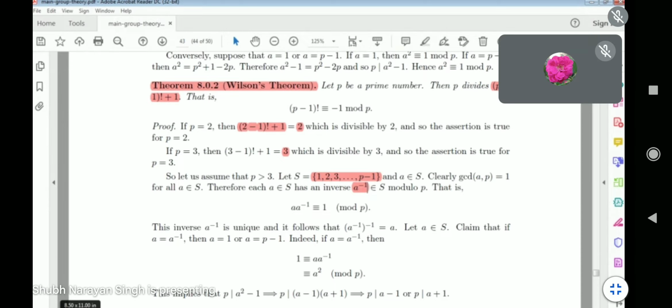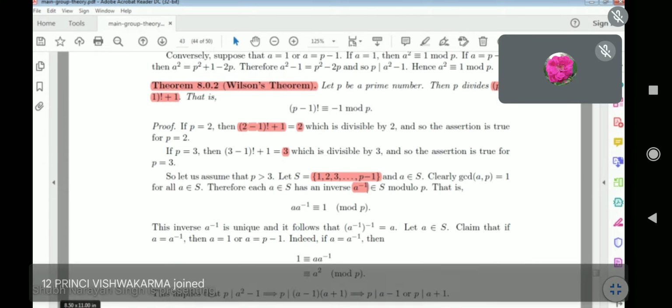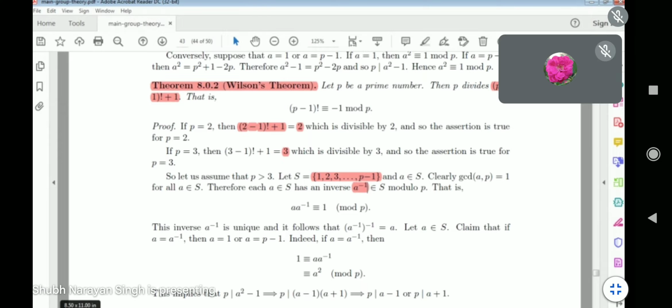So what is the inverse of 1 modulo 5? Good. The inverse of 1 modulo 5 is equal to 1, because 1 times 1 minus 1 equals 0, and 0 is divisible by 5. So the inverse of 1 modulo 5 is equal to 1. Good, thank you. That means the inverse of 1 modulo 5 is itself.